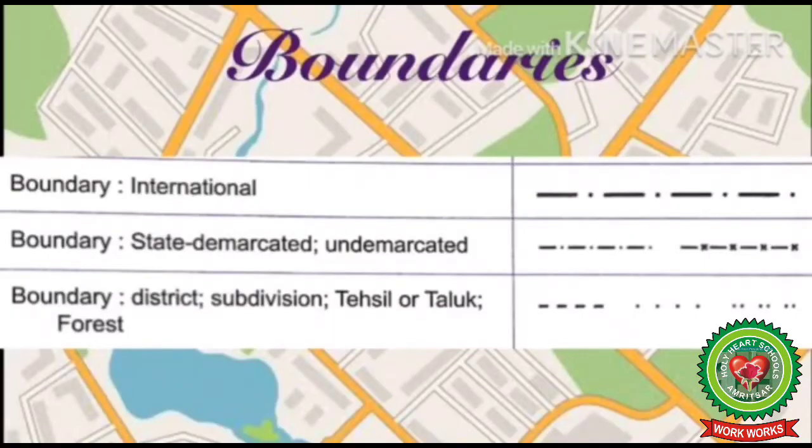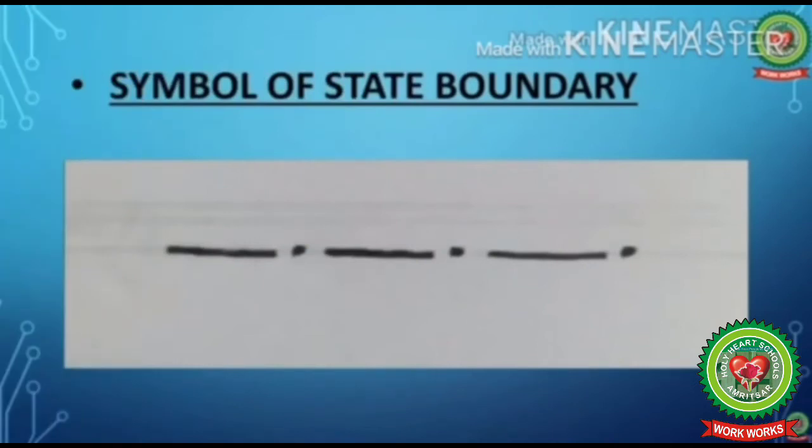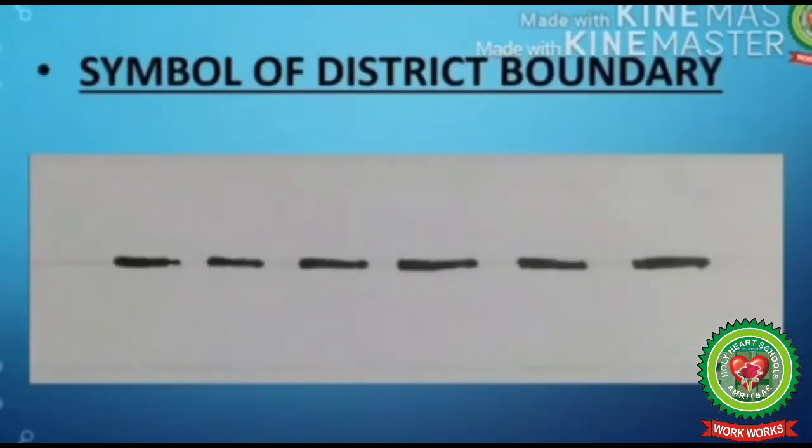Number 2 is state boundary. It indicates the states within the countries. It is represented by a single dash and dot line. It is shown in black color. Next is district boundary. It indicates the borders between the districts within a state. It is represented by series of dashes. It is also represented in black color.